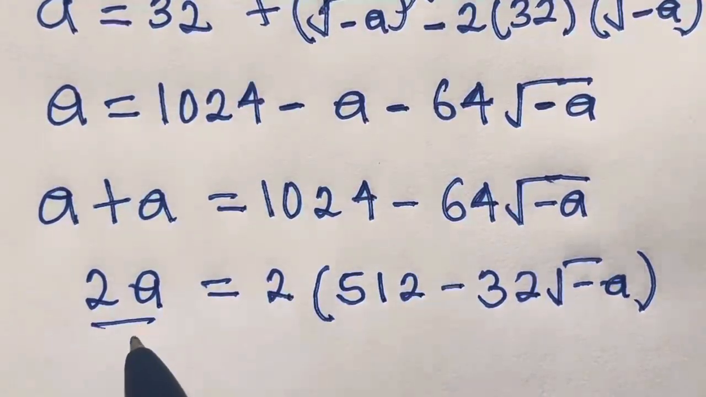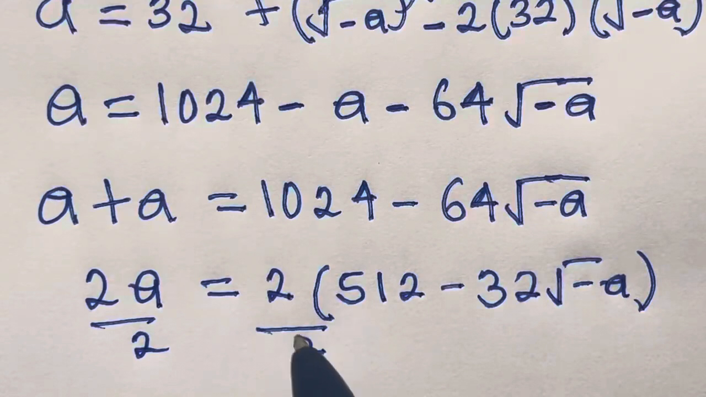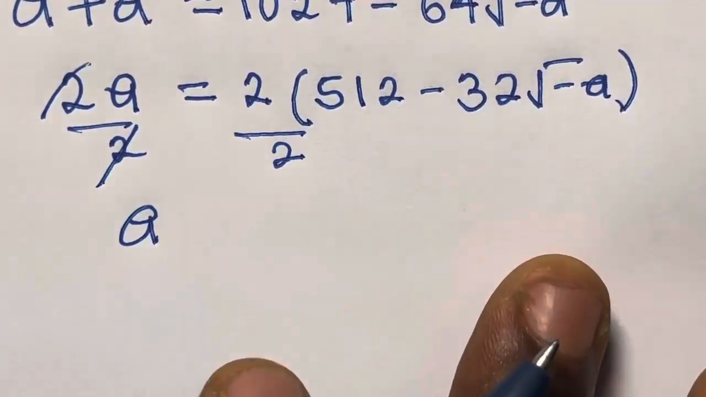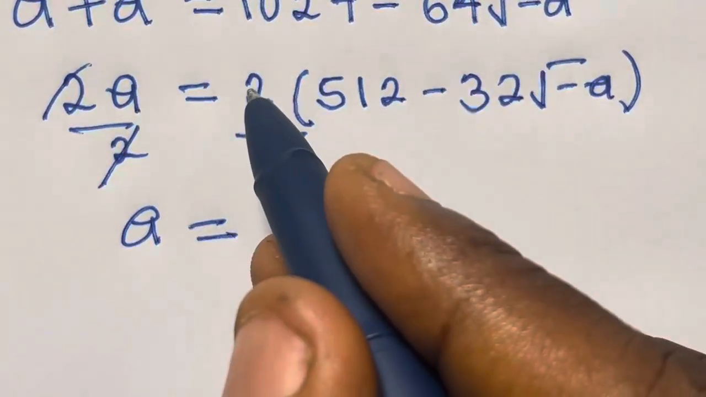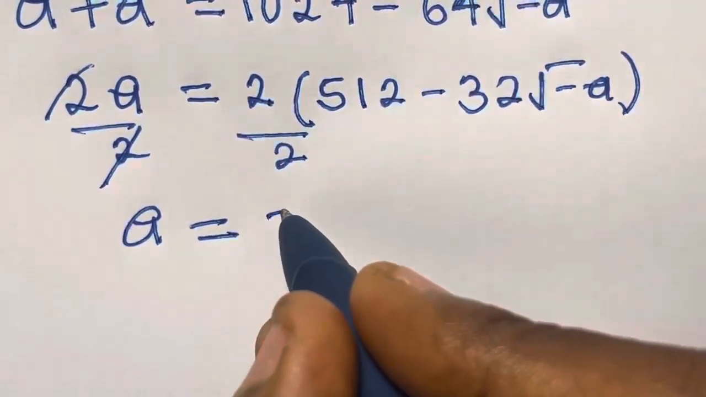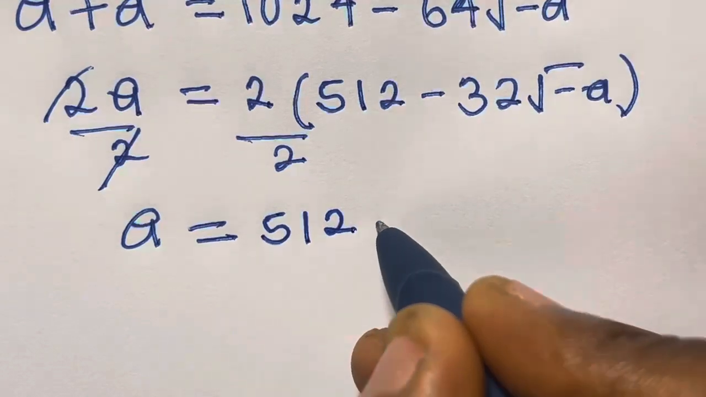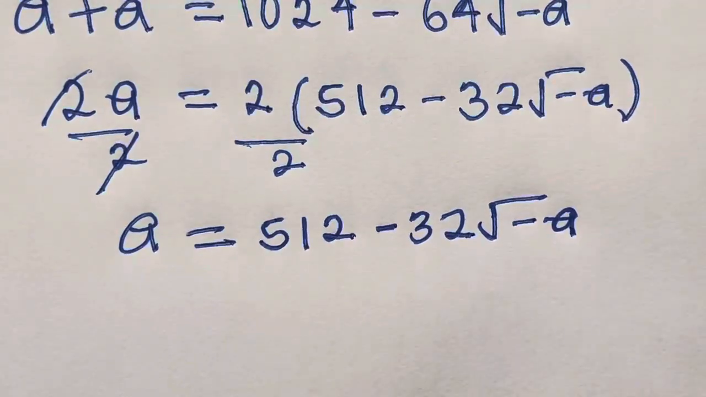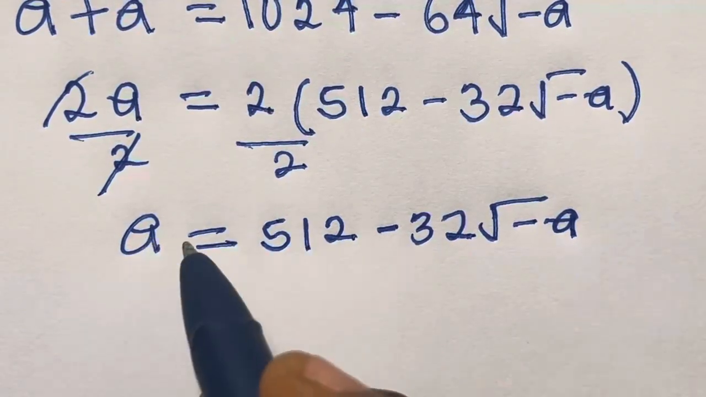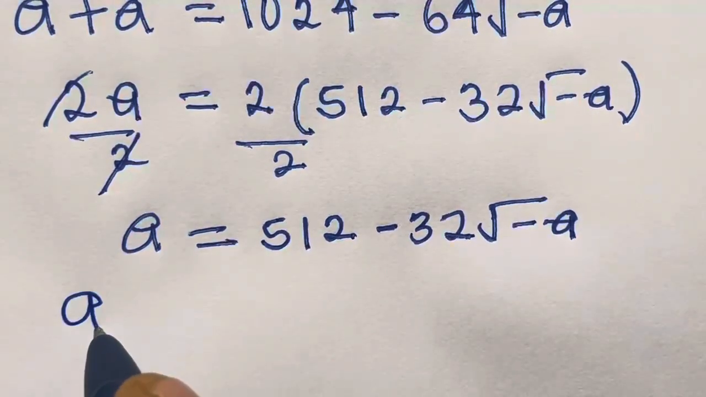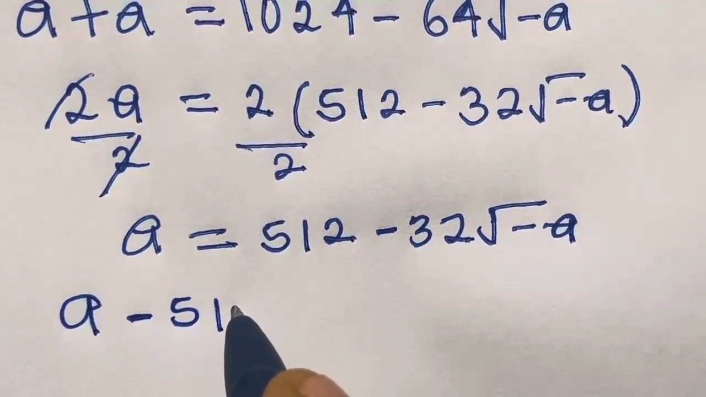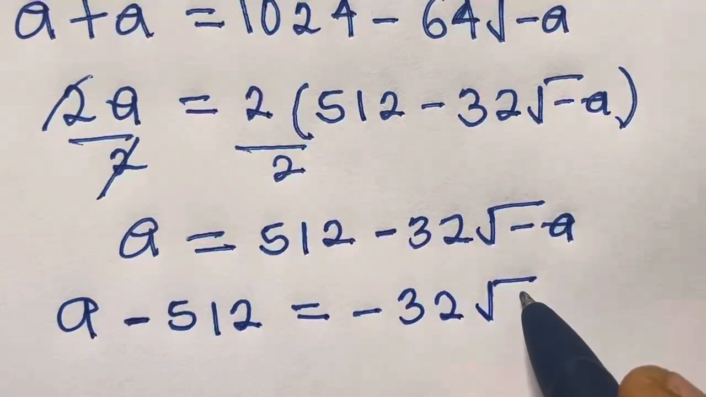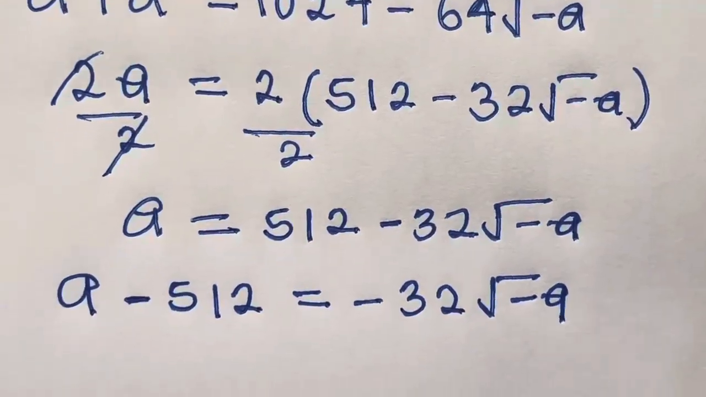From here, we divide both sides by 2. This cancels this, so we have a equals 2 divided by 2, which gives us 1, so 512 minus 32 root minus a. We can transfer this to this side. So we have a minus 512 equals minus 32 root minus a.